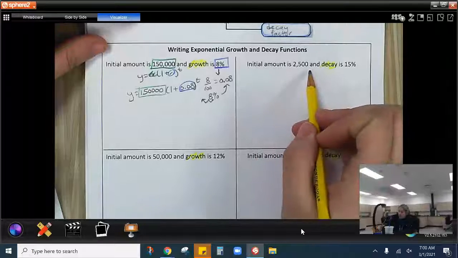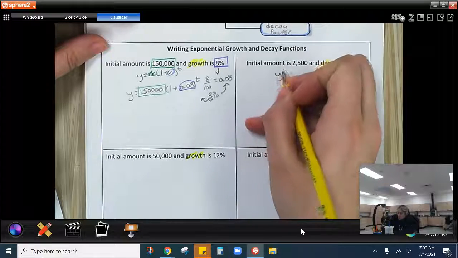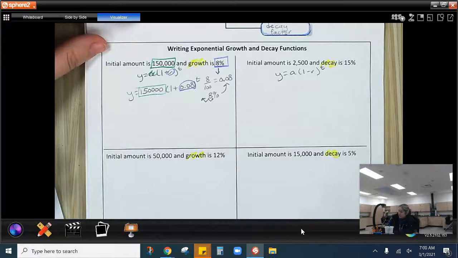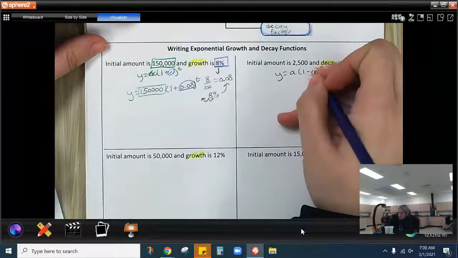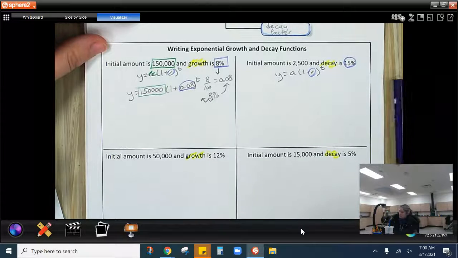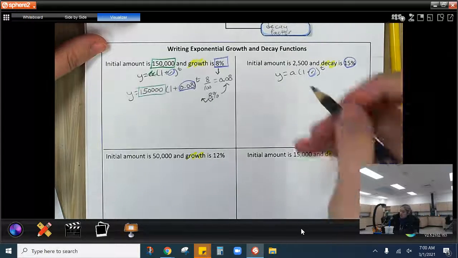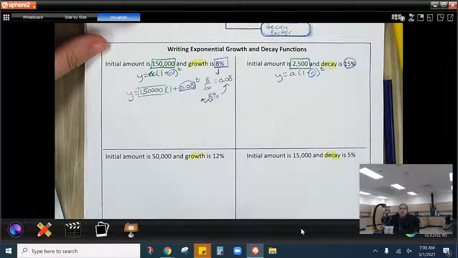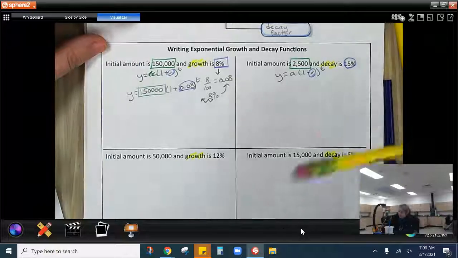All right, our initial amount for this decay function. Well, decay would be Y equals A times (1 minus R) to the T. What's our rate? It's 15%. What is our initial amount? It's 2,500. So this would be like buying your first car, approximately.